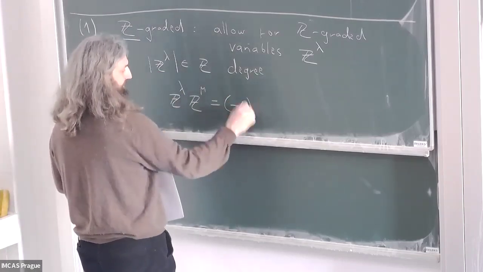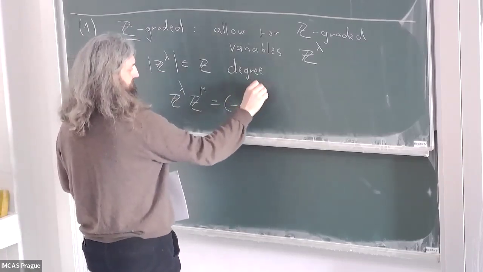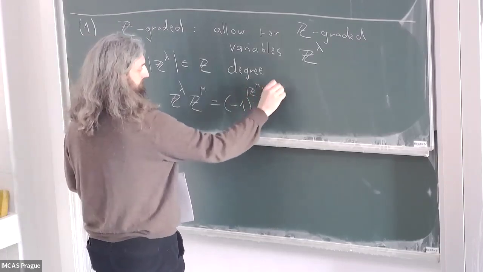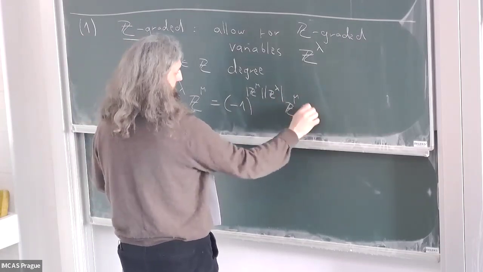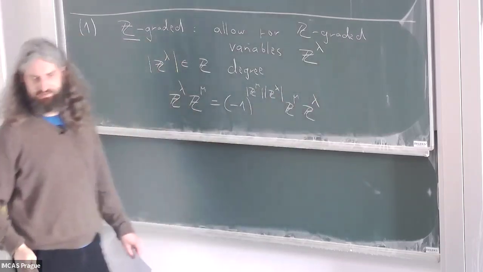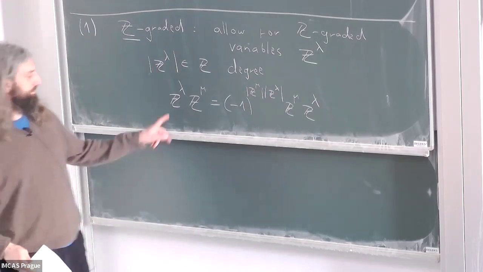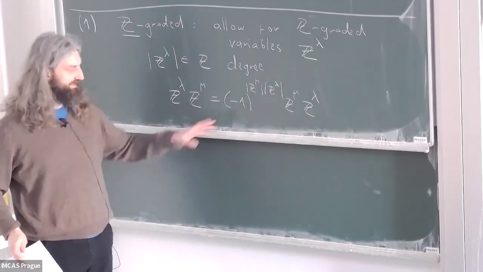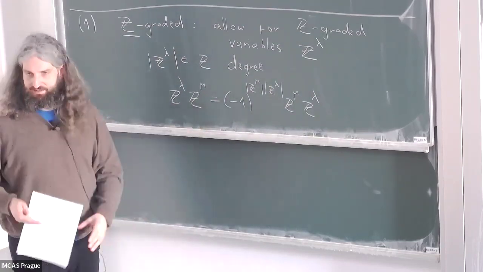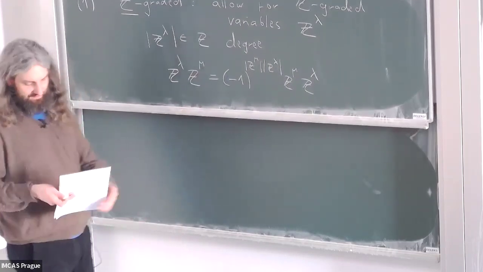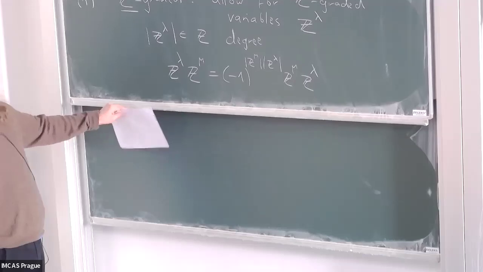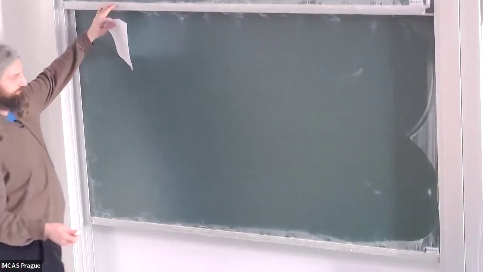If you interchange them, you either pay a sign or not. If both of them are of odd degree, you pay a minus sign. If one of them is of even degree, you don't pay any sign. This is just a vague definition.